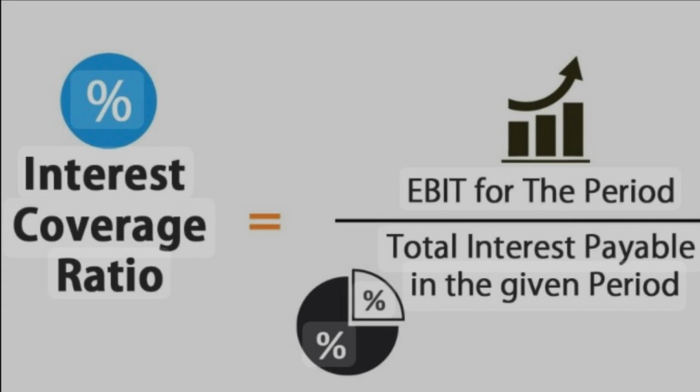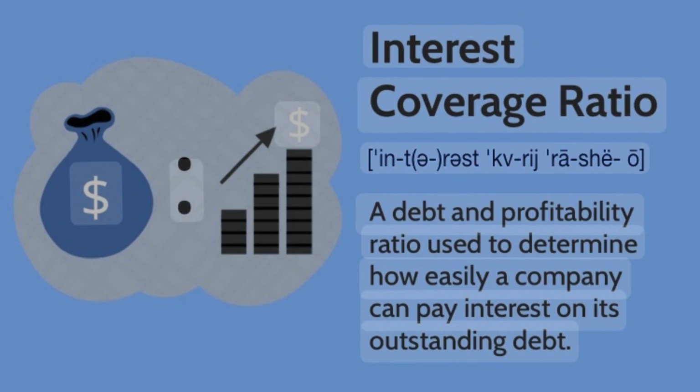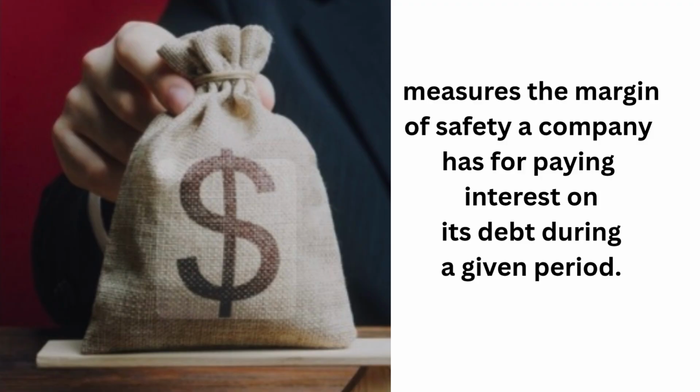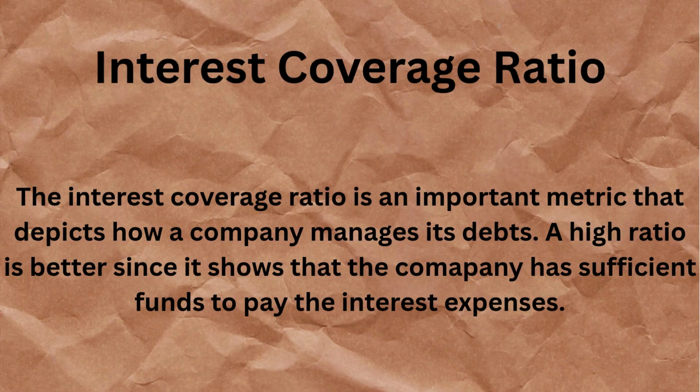The interest coverage ratio is calculated by dividing earnings before interest and taxes by interest expenses. The interest coverage ratio measures how many times a company can cover its current interest payments with its available earnings. In other words, it measures the margin of safety a company has for paying interest on its debt during a given period. The higher the ratio, the better. If the ratio falls to 1.5 or below, it may indicate that a company will have difficulty meeting the interest on its debts.